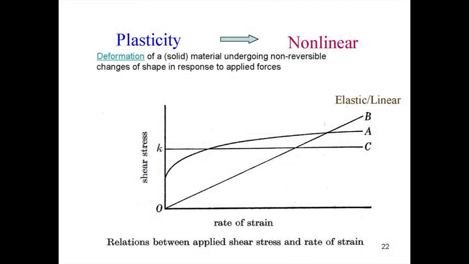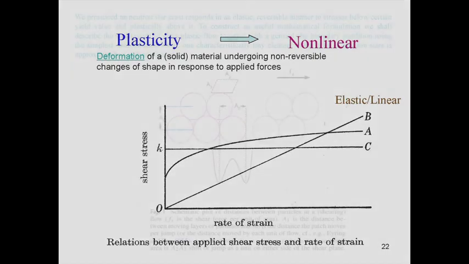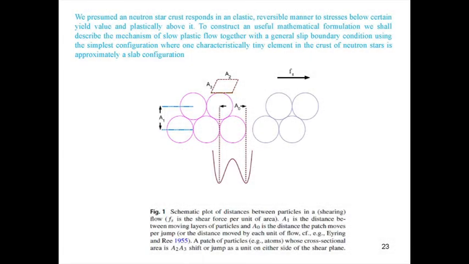By using transition state theory and quantum plasticity theory, we calculate the temperature-dependent shear rates as well as temperature-dependent viscosity, considering magnetically driven plastic flows in neutron stars like magnetars. The figure shows the relations between applied shear stress and the strain rate for a solid material, such as a neutron star's crust. We presumed a neutron star crust responds in an elastic, reversible manner to stresses below a certain yield value and plastically above it.